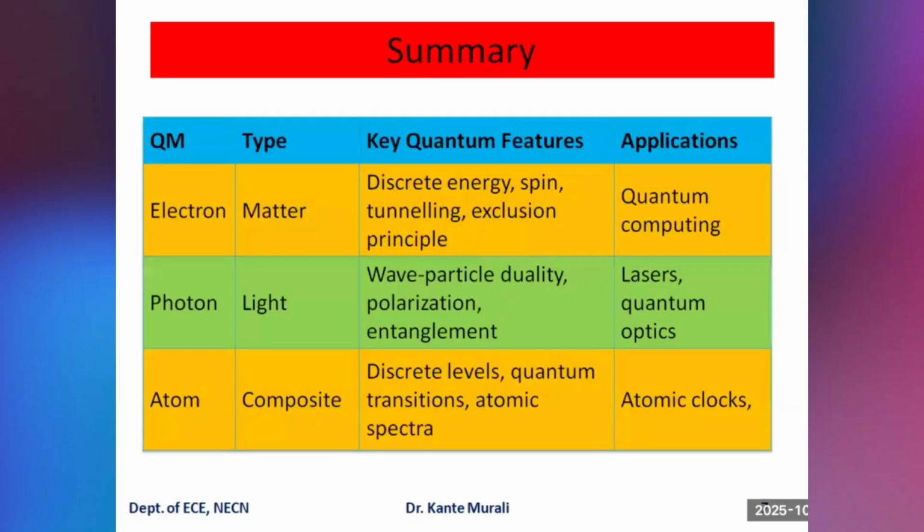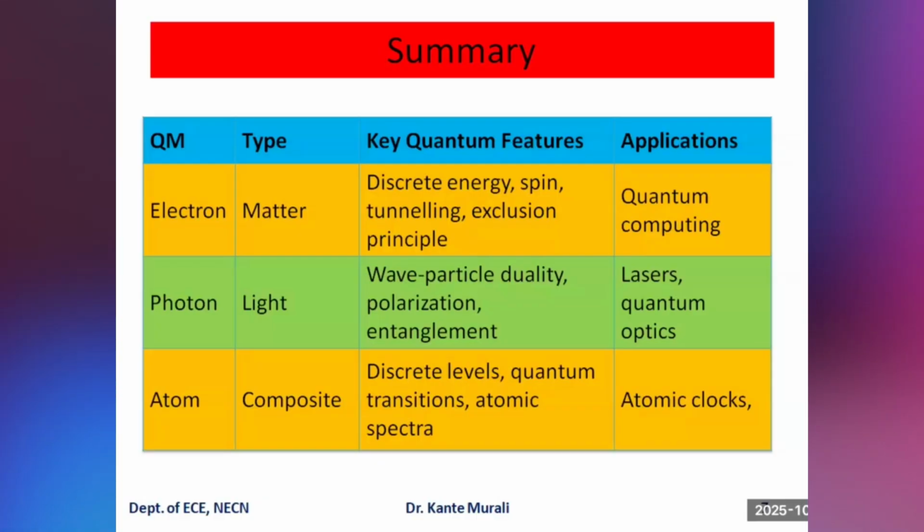Let me summarize all the particles, electron, photon, and atom, in terms of type, key quantum features, and applications. The electron is a matter particle. Its quantum features are discrete energy, spin, tunneling, and the exclusion principle. From the application point of view, it is used in quantum computing.